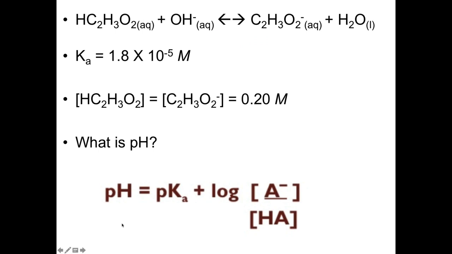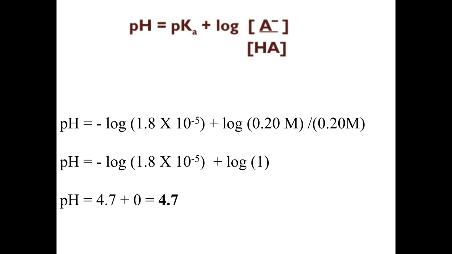So here I have a different equation with slightly different items. I want to know what's the pH. Why don't you pause the video and try to answer this one. Okay, so here's what's going to happen. pH equals negative log of 1.8 times 10 to the negative fifth plus log of 0.20 molarity divided by 0.20 molarity. So you have negative log of 1.8 times 10 to the negative fifth plus log of 1. Log of 1 will add nothing to it. It's going to be 0. So it's going to be 4.7 plus 0, which is 4.7.